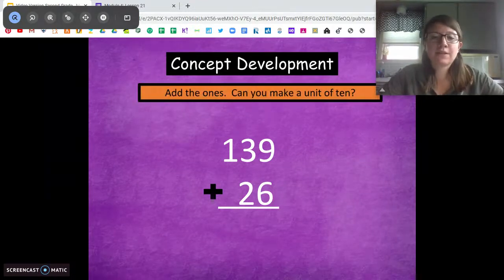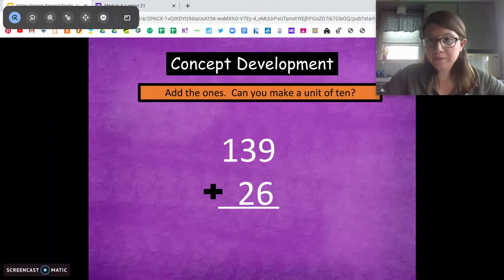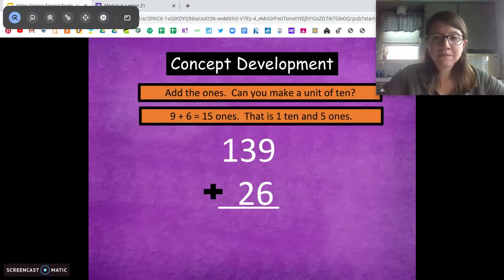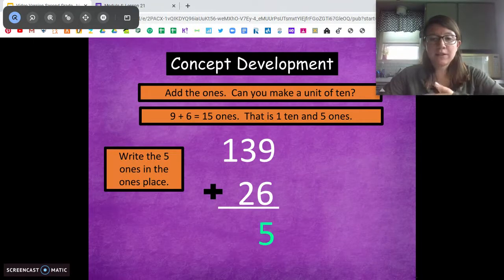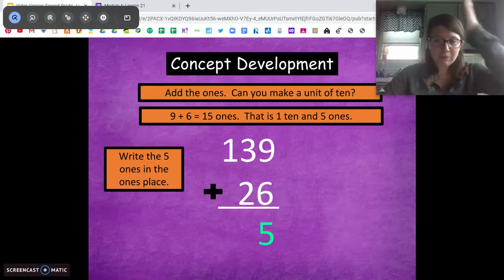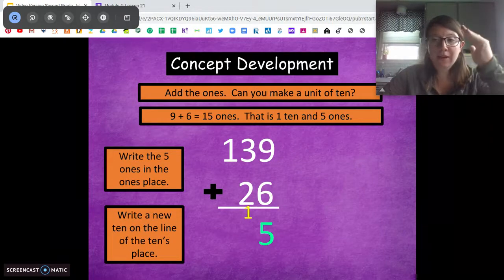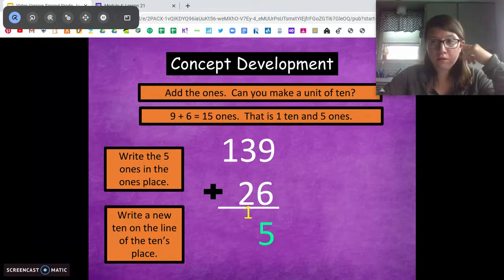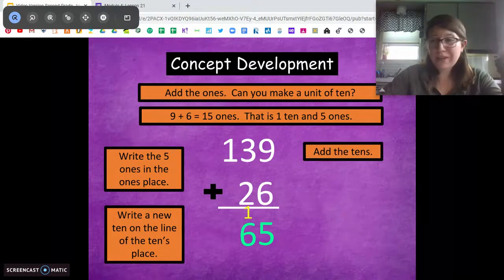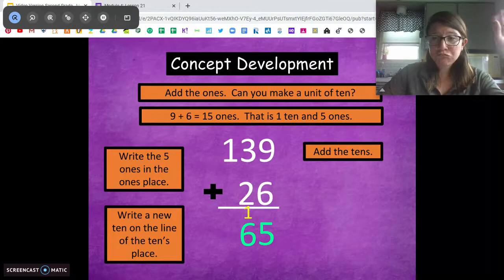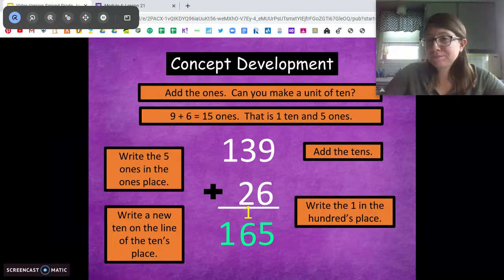We're going to add our ones. 9 plus 6, we get, good, 15. We're going to bring our 5 ones down, and then bring our 1 ten over. Now we're going to add 3 plus 2 plus 1. 3 plus 2, 5, plus 1, 6. Do we have any groups of 10 tens that we need to carry over to the hundreds? No. We just bring our 100 down.